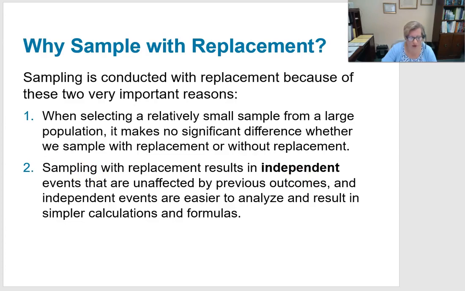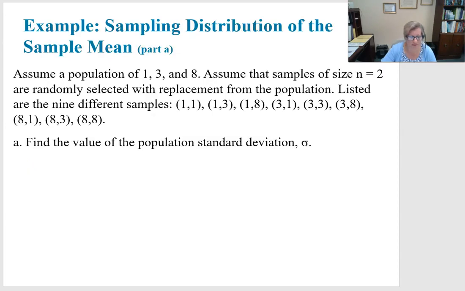Okay, so let's just walk through, and you're probably going, this all sounds great, but it doesn't make any sense to me. Okay, so let's talk about it. Let's assume that we have a population of 1, 3, and 8. And we are going to just put 3 ping pong balls, and we're going to grab 2 of them out, write it down, then we're going to come back in and do it again. And we're going to do this a lot of times. This time they only want us to do it 9 different times. They want us to find the value of the population standard deviation based on this.